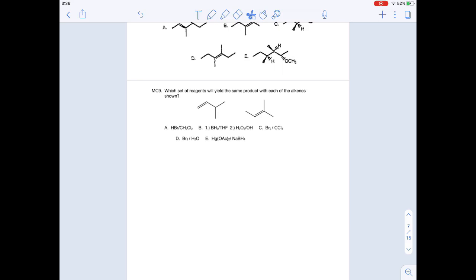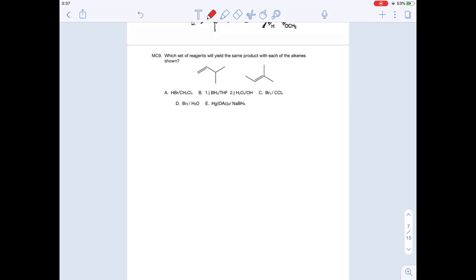So multiple choice 9 asks, which set of reagents will yield the same product with each of the alkenes shown? So what they're asking is which set of reagents can you use on both the first and the second reagent, or the first and second double bonds, to get the same product. So first things first, you want to understand what each of the reagents do. I think the only mechanism I haven't drawn out for you guys is the HBr over CH2Cl2.